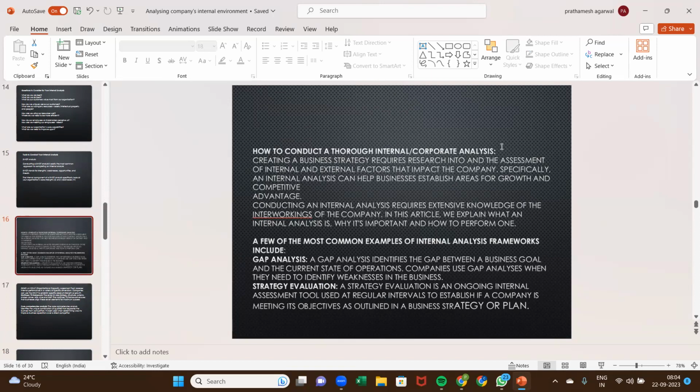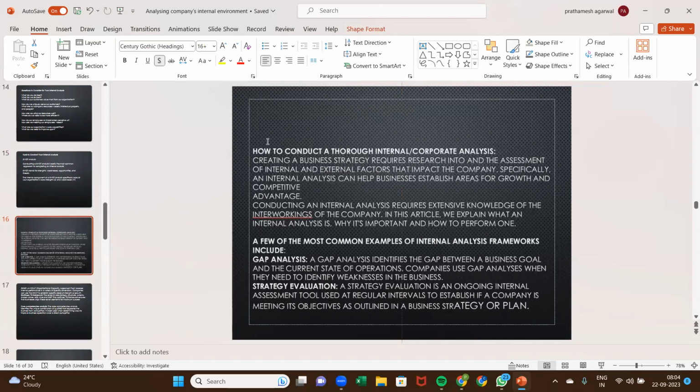But how do we conduct it? First, we create a business strategy. Creating a business strategy requires research into and the assessment of internal and external factors that impact the company. So first of all, we are doing research, and we are checking the internal and external factors which will affect the company.